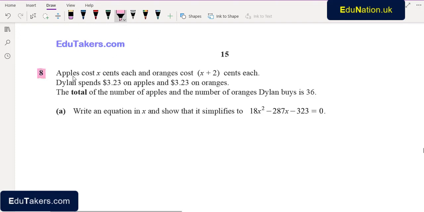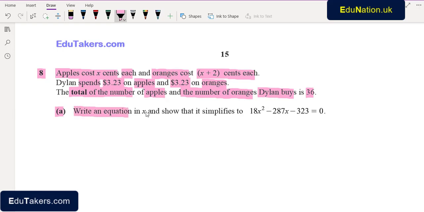Next is question number 8. Apples cost x cents each and oranges cost x plus 2 cents each. Dylan spends $3.23 on apples and $3.23 on oranges. The total of the number of apples and the number of oranges Dylan buys is 36. Part A.